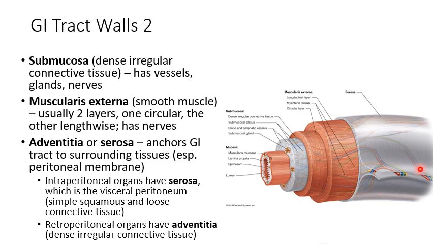Then you have, in this case, the serosa wrapped around the outermost surface of the GI tract wall. So this is just visceral peritoneum, and you can see it's carrying blood vessels, a lymphatic vessel, and nerves. If this was a retroperitoneal organ, it would have the adventitia instead of the visceral peritoneum or serosa.